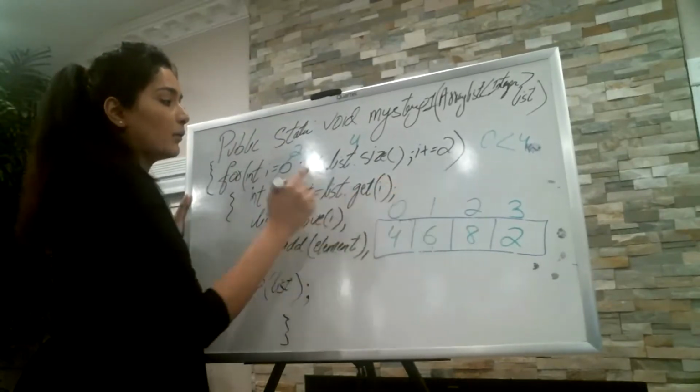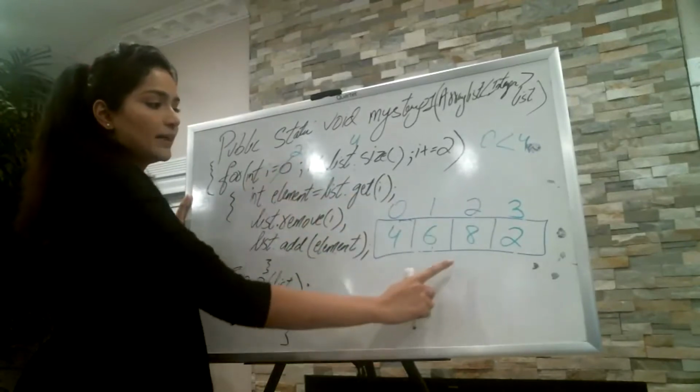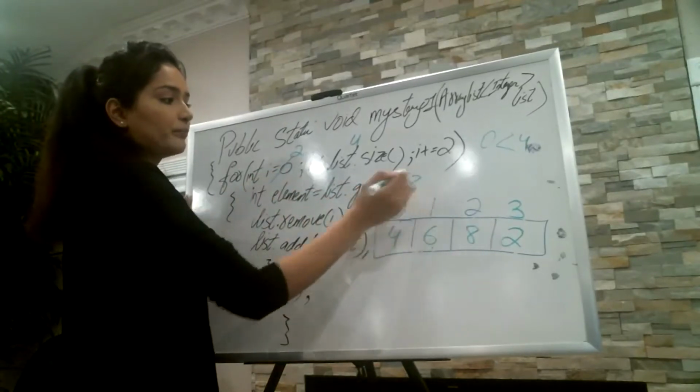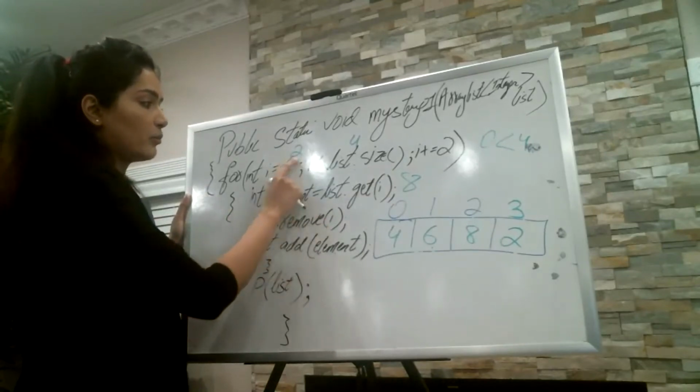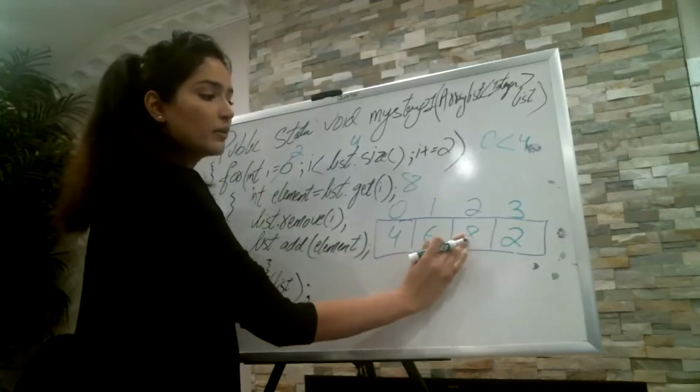Now what is i now? i is 2. So at index 2, we have 8. So element is holding 8. list.remove(i). Now you are removing index 2. So I will remove 8.